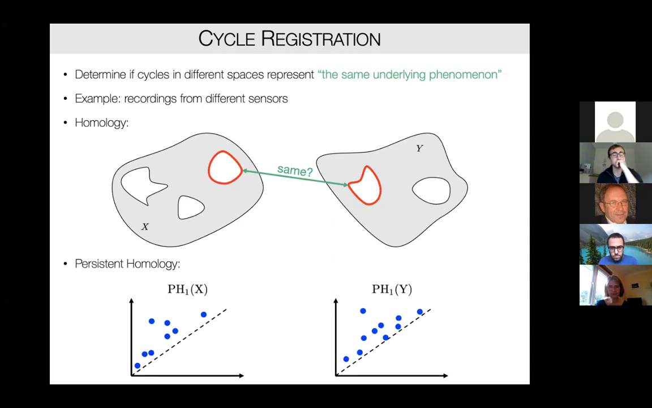And probably more difficult to do would be to look at persistence diagrams, to look at those points in the diagram and say, okay, this point over here represents the same feature as the one on the left. And that's what we call cycle registration, and that's the problem we're trying to propose a solution for. There's not a unique way to do it. And that's what I'm going to show you next.